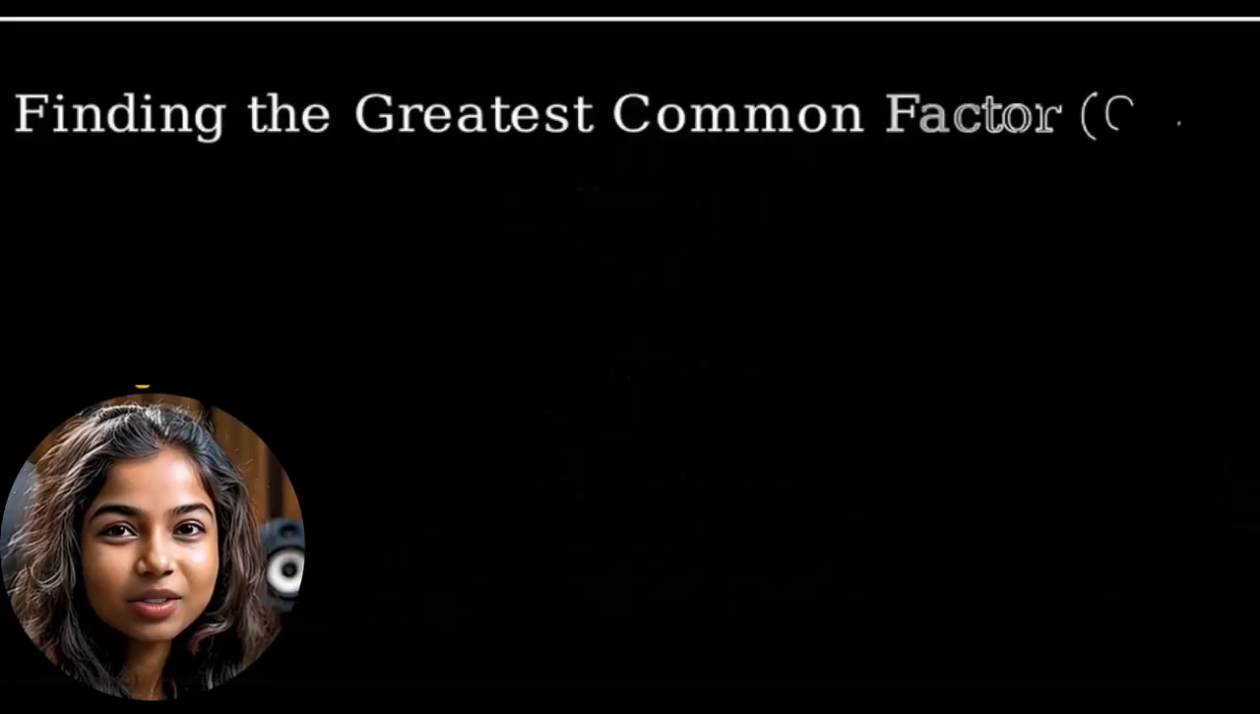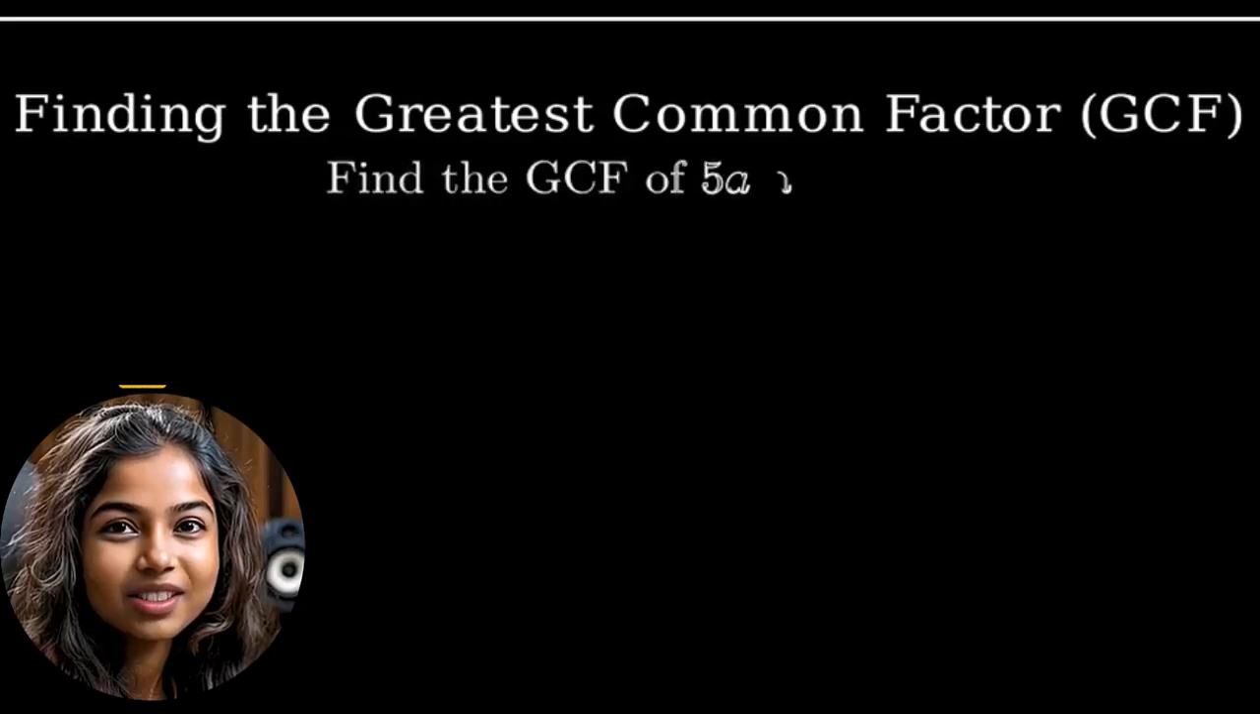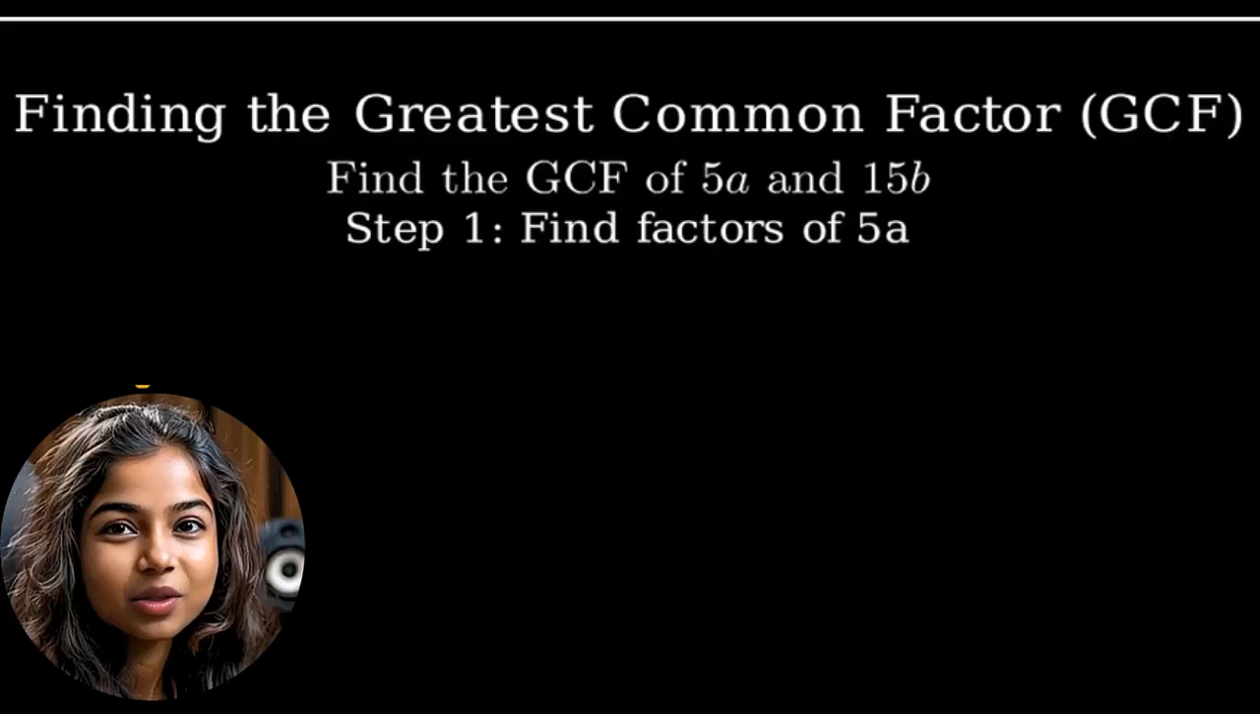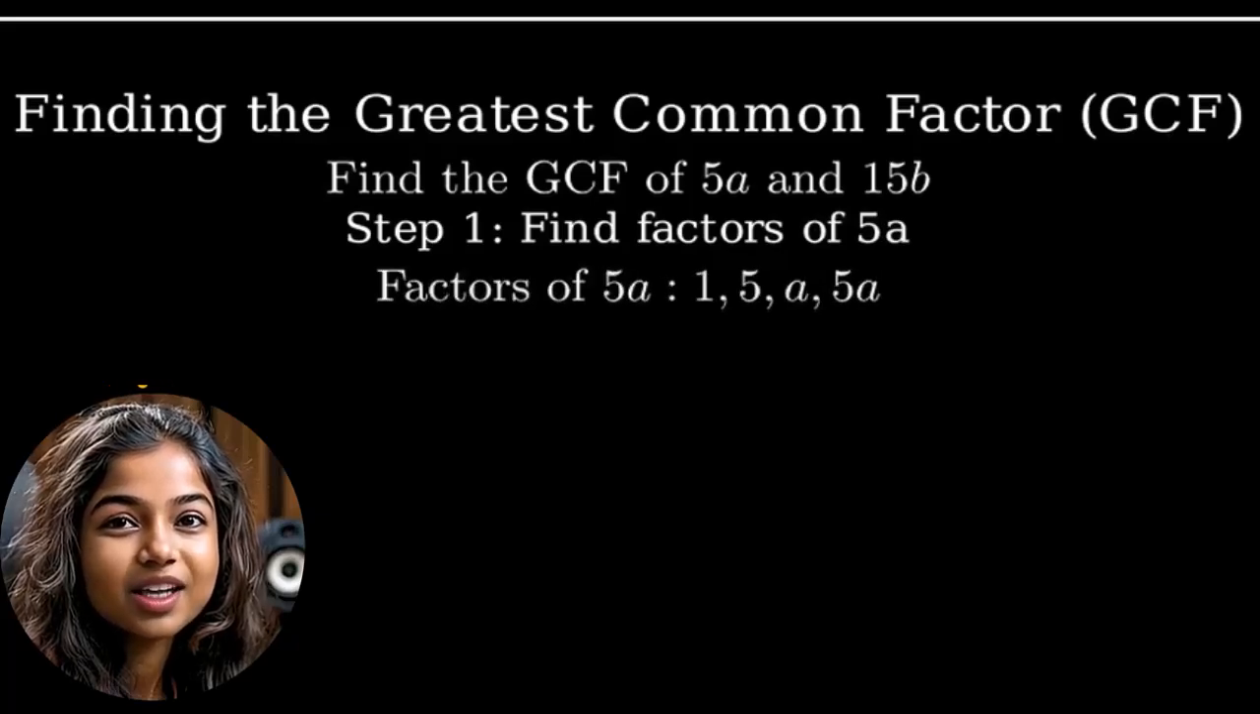Let's solve this problem about finding the greatest common factor of 5a and 15b. We need to find the greatest common factor of 5a and 15b. Let's break this down step by step. First, let's identify all the factors of 5a. The factors of 5a are 1, 5, and 5a.